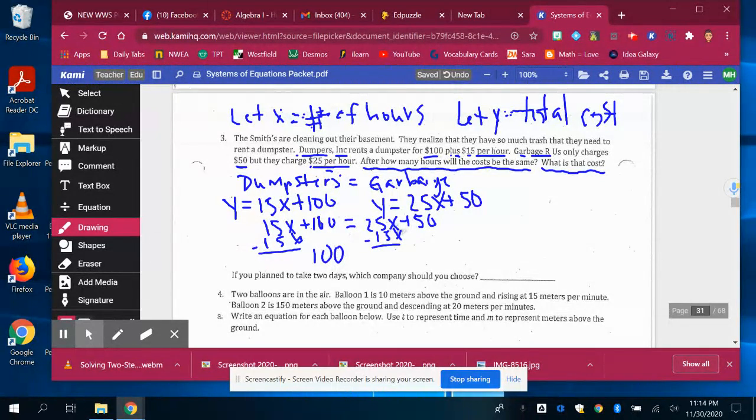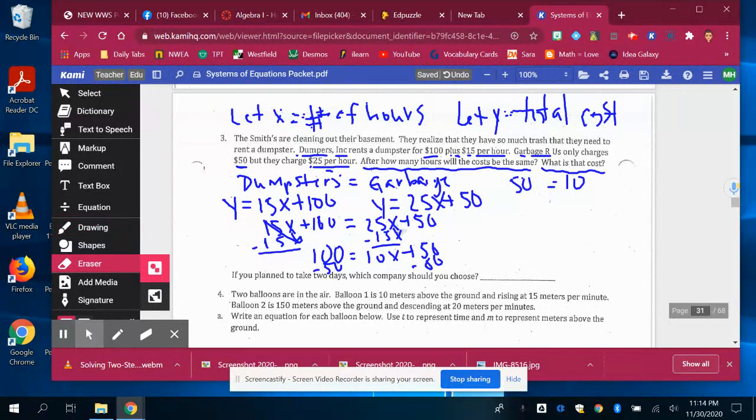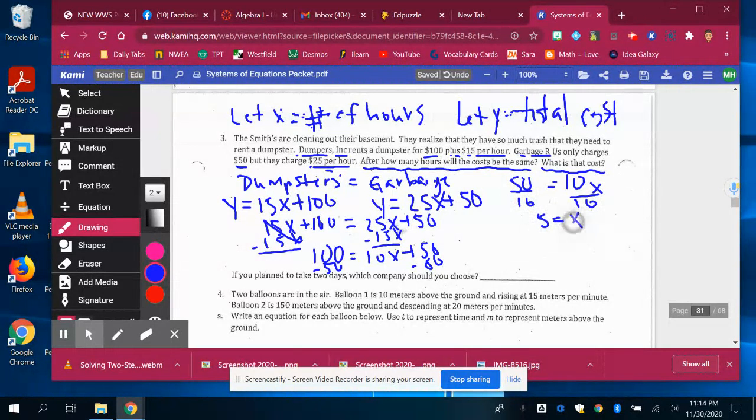That's 100, so let's cancel. That's 10x plus 50. Running out of room. If I subtract 50, I get 50 equals 10x. Oops, that's 50. Okay, 50 equals 10x, divide by 10, and get x equals 5. So x is the number of hours. So at 5 hours, they will be equal.